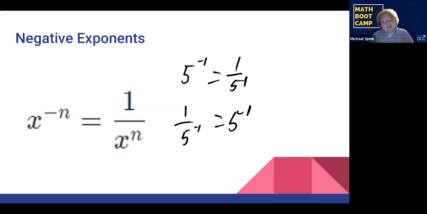In the same vein, if we have a negative exponent in the bottom of a fraction, it'll move up to the top. 1 over 5 to the negative 1 is just the same thing as 5 to the positive 1, or just 5.